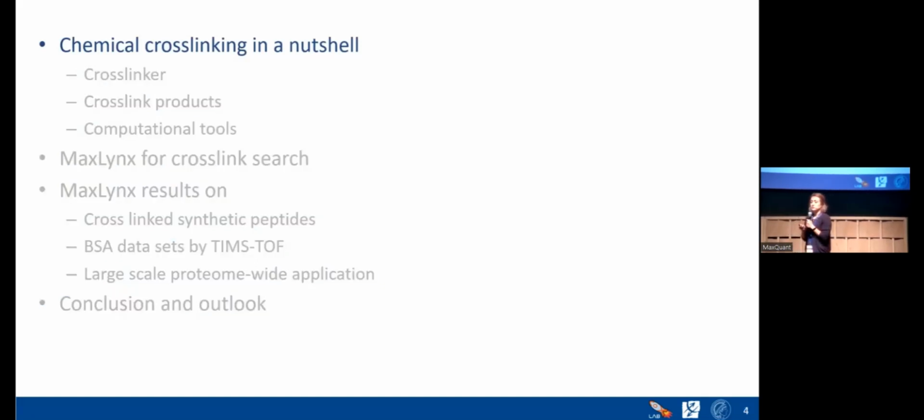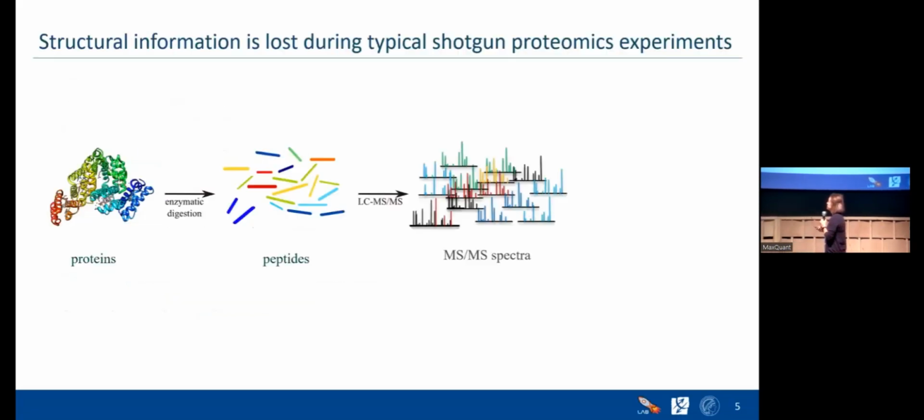So let's talk about what this chemical crosslinking is. If you remember yesterday's plenary talk from Dr. Paola Picotti, she was referring to limited proteomics. And over there, she was also referring that typically the structural information is lost in normal, typical shotgun proteomics experiments. The last 5 days, we actually referred to this several times. But here, let's go quickly over what I refer to.